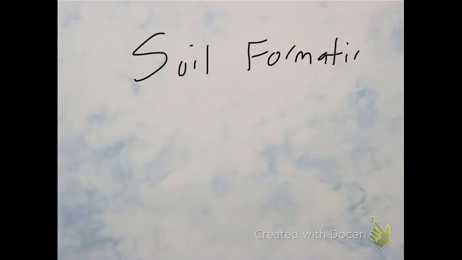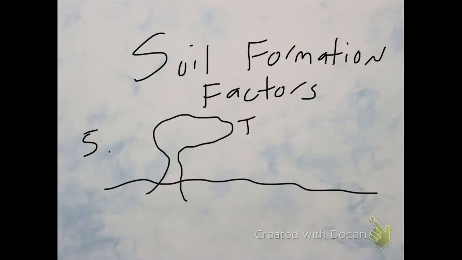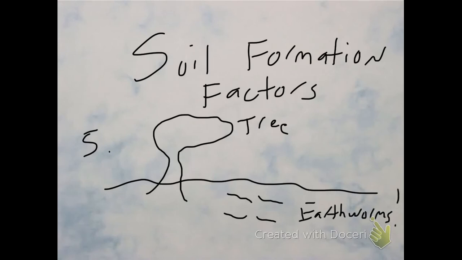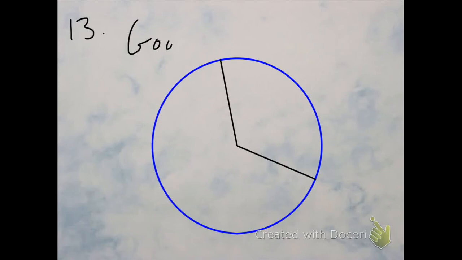Okay, soil formation factor, this is number 5. So we've got a nice tree, or a feeble attempt at a tree, and we have some little critters called earthworms that are digging in the soil. So what contribution to soil formation is that? So that is the contribution of the work of plants or animals. So now we're going to get into something else.